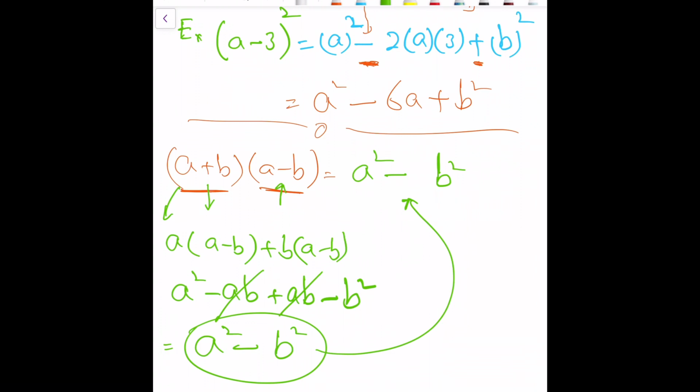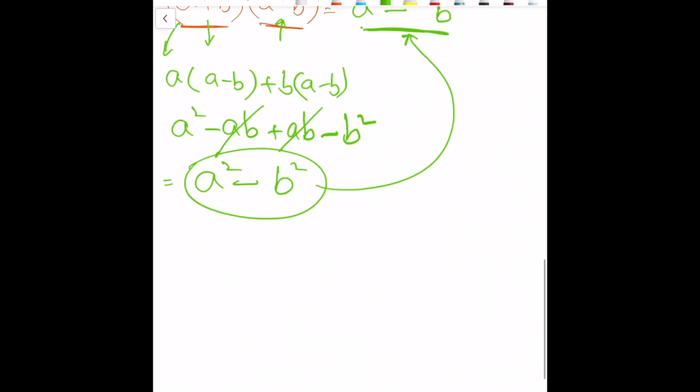Now when we have this formula, you don't have to do all this multiplication. You just have to write the answer: the square of the first, the square of the second, and in the middle you have a negative. Let's take this example: (a take away 3) and (a plus 3).